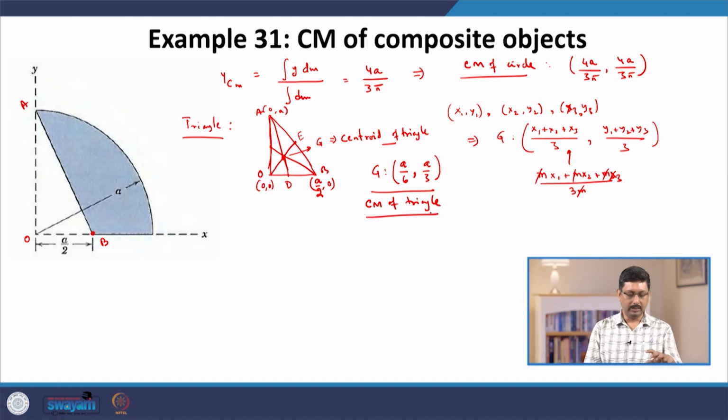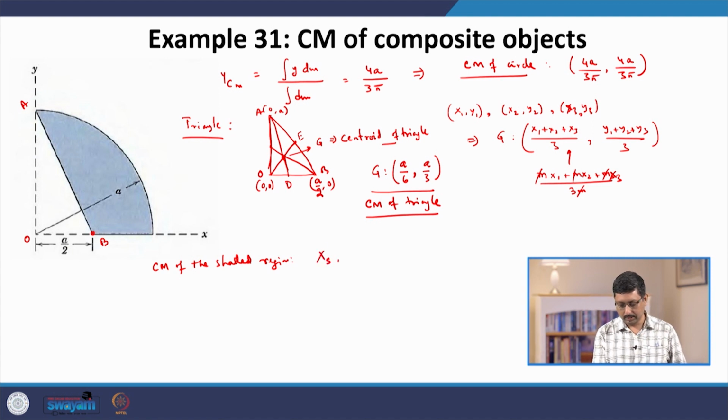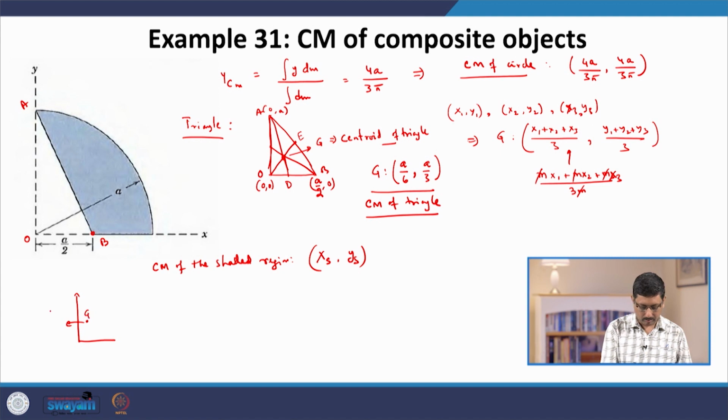Now, let us say the center of mass of the shaded region is xs and ys, and xs and ys are unknown. Our strategy is that we replace the triangle by its center of mass. This is point G, which is (a by 6, a by 3), and it has some mass m, which is equal to the mass of the triangle.